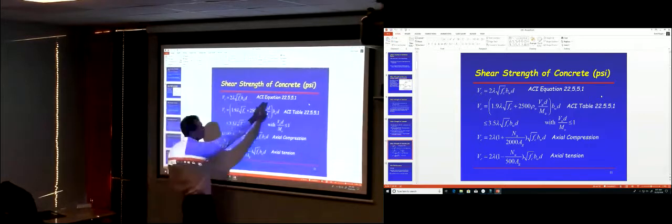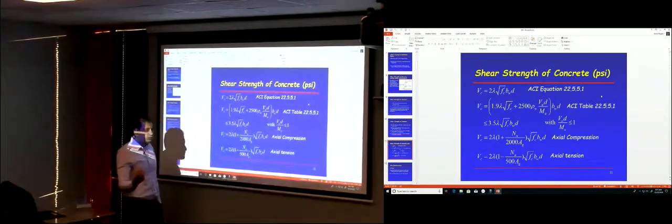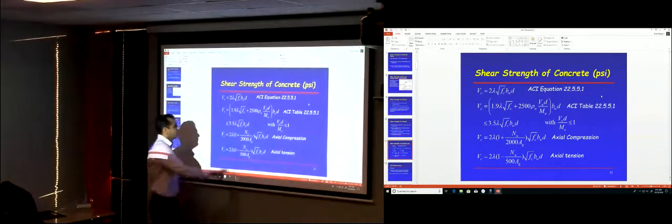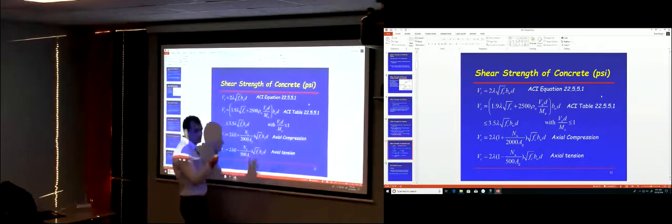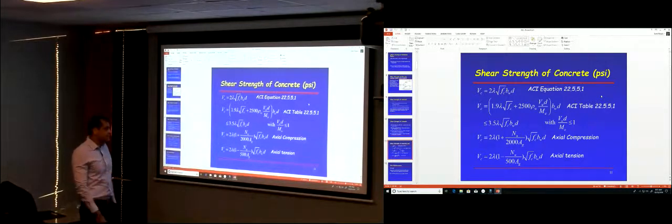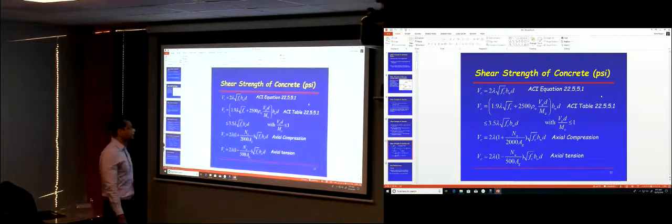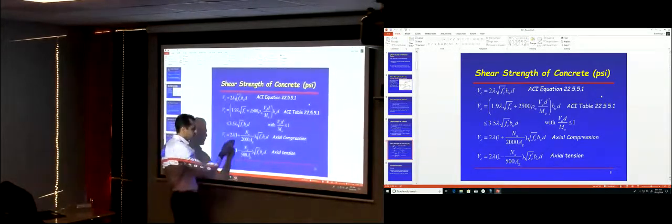So this equation, 22.5.5.1, is less conservative, so it's going to give you a smaller value. And this equation will give you a larger value, but you need to know how much is Vu and Mu in a given section. If the beam has some axial compression force or axial tensile force, you don't use this value for Vc. You have to use one of those other values.